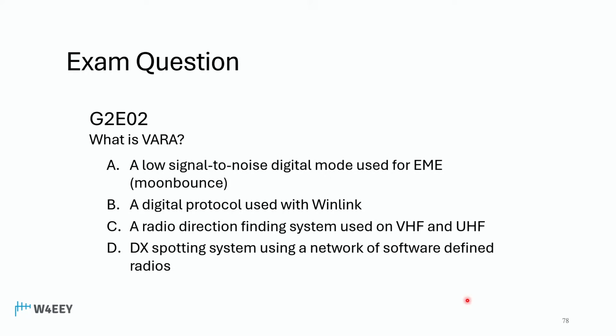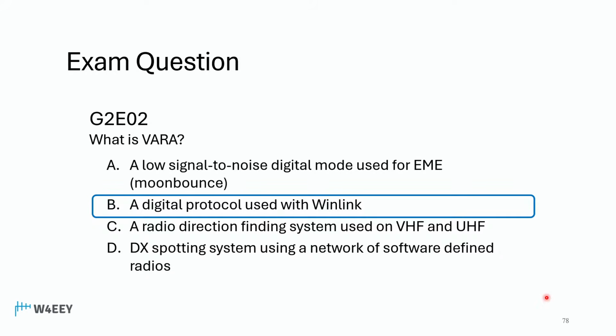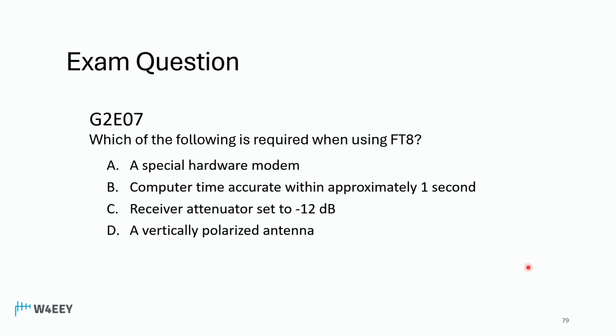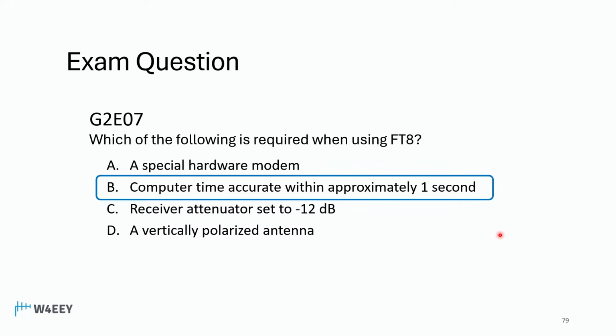What is VARA? It is Bravo, a digital protocol used with WinLink. Specifically, it's the software modem that works with the WinLink client. Which of the following is required when using FT8? This is Bravo, computer time accurate within approximately 1 second. Otherwise, the receiving and transmitting sides would get all confused.